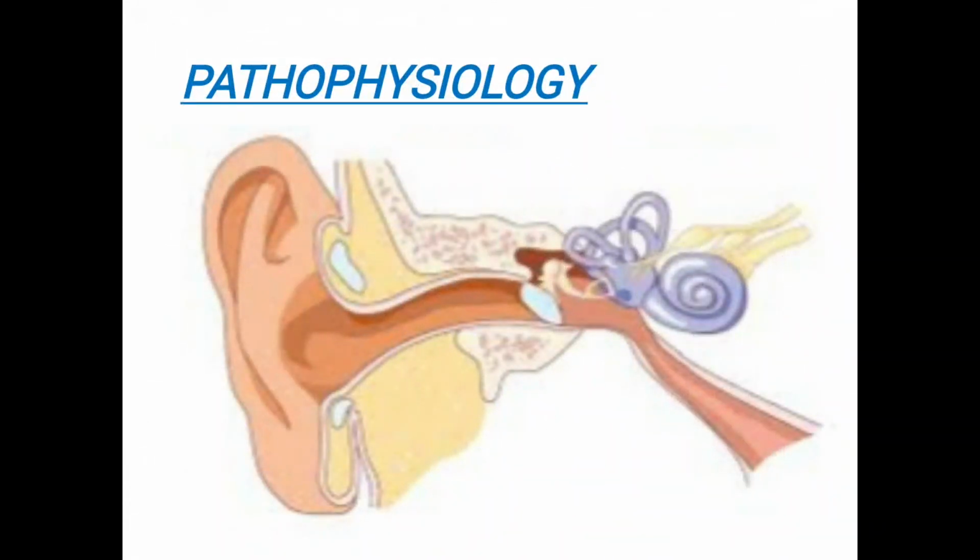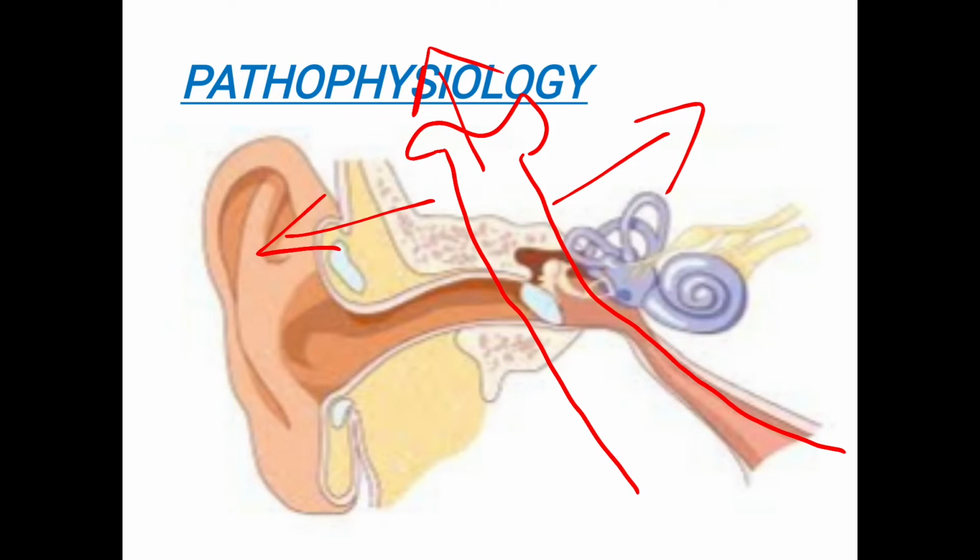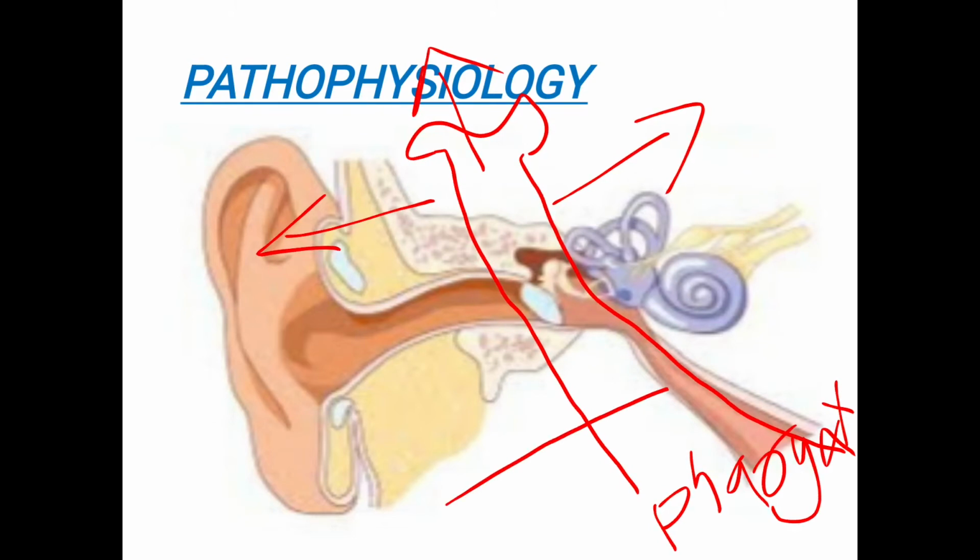Now, coming to the pathophysiology. So, in this figure, you can see our ear. So, here is the external ear, and from here onwards it's our internal ear. So this portion is the internal ear and this is the external ear, and between this you can see our middle ear. Okay, so our middle ear is connected with the pharynx. So our middle ear is connected with pharynx with the help of this tube. What is it?